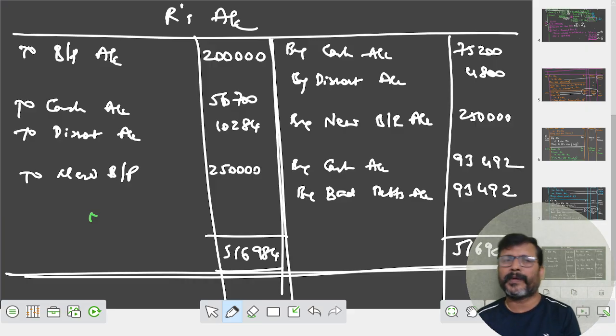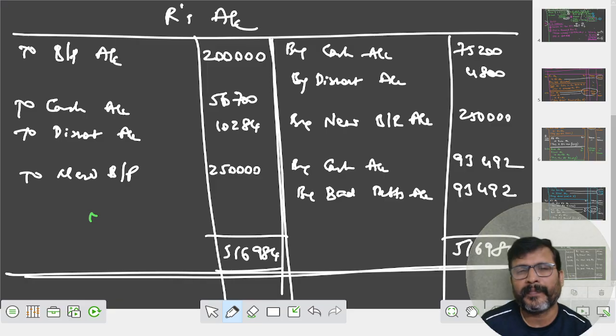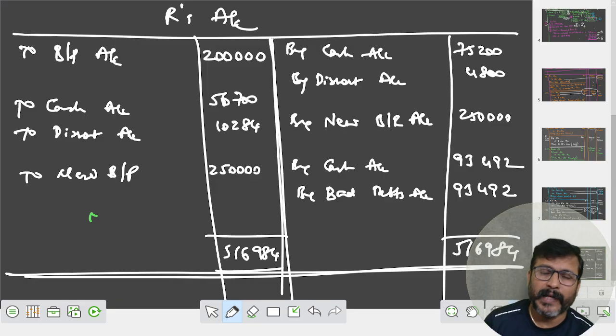This is how we have to pass the journal entries. Please go through it. Have a lot of concentration on this. Shortly I am going to start a new chapter, that is chapter number 7, final accounts of a sole proprietor.